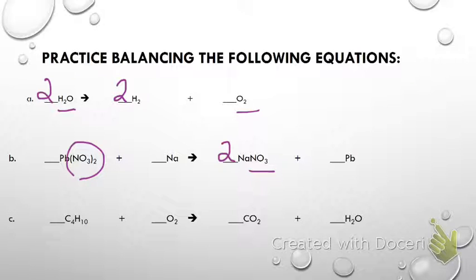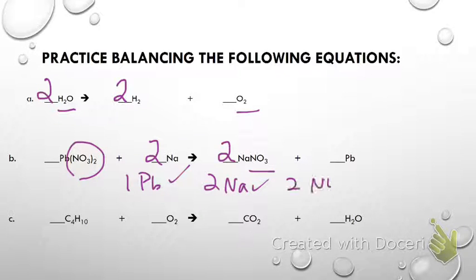But what did that do to sodium? You made it 2 of them. It made 2 of them, so I need to put a 2 right here. Okay, so now I want to do a double check, and I want to say, okay, I have 1 lead on both sides, check. I have 2 sodium on both sides, check. And I have 2 NO3s on both sides, so check, it's balanced.